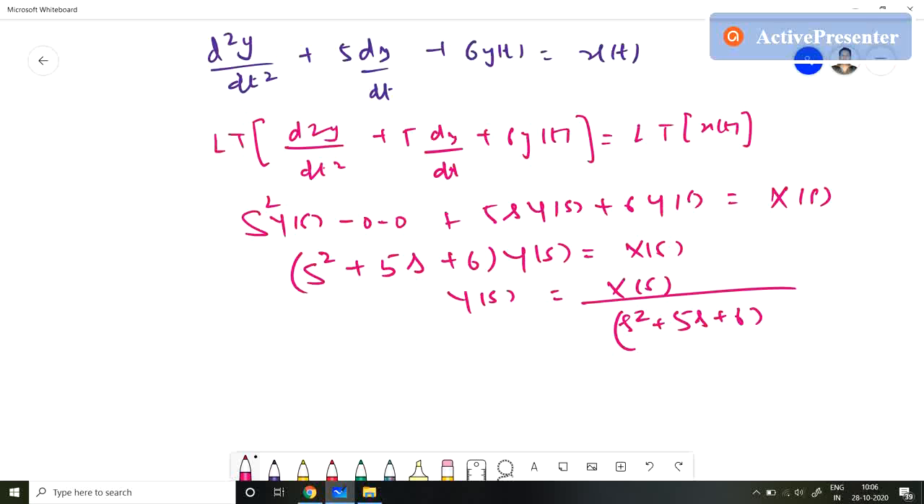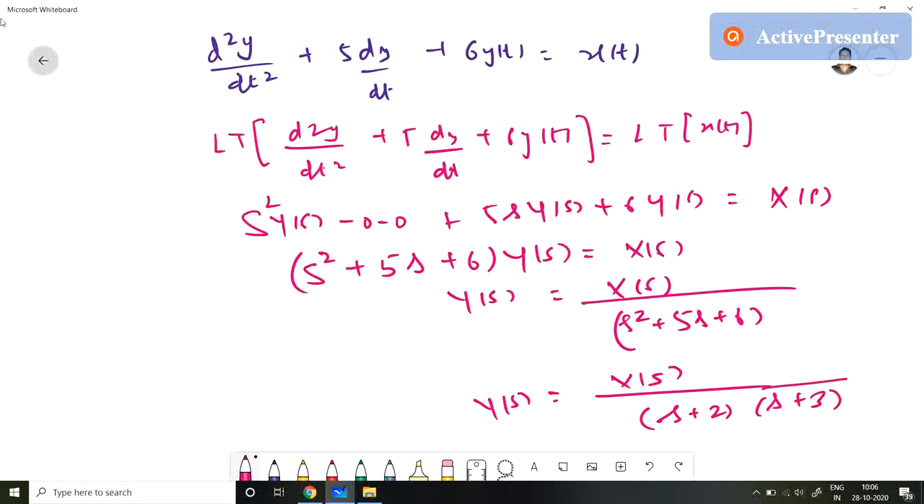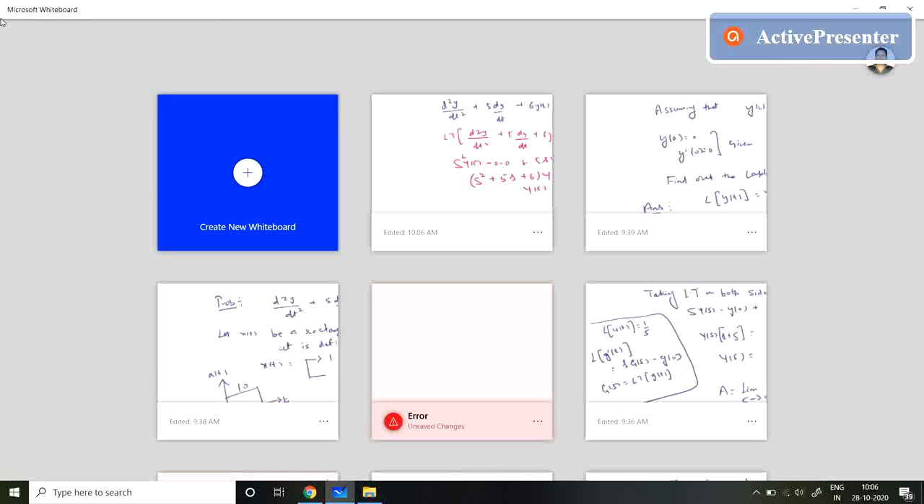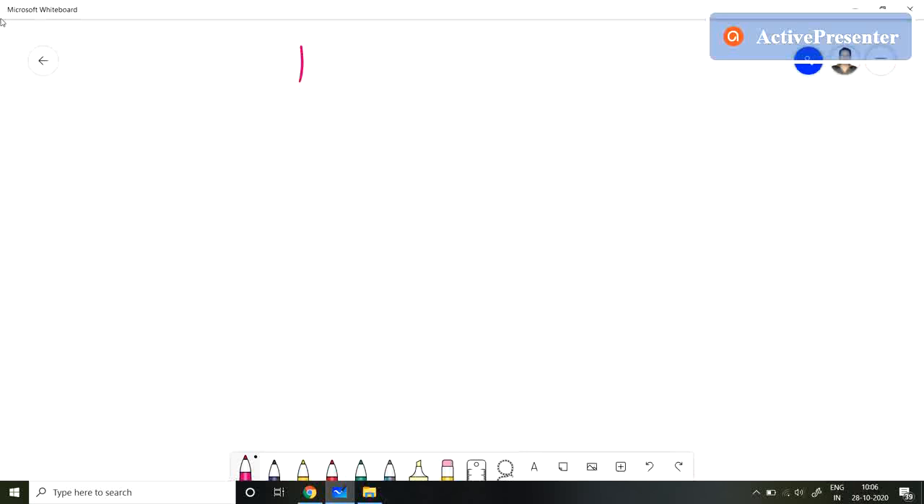Now what we need to find out? We need to find out the value of X(s). So further we can write it as X(s) divided by (s + 2)(s + 3). Now we need to find out the value of X(s) if we want to find out the value of Y(s). So let us see what is X(s).